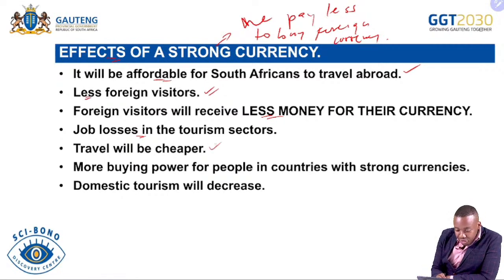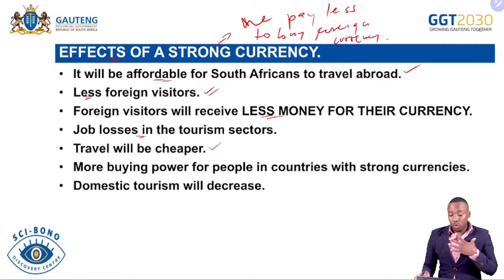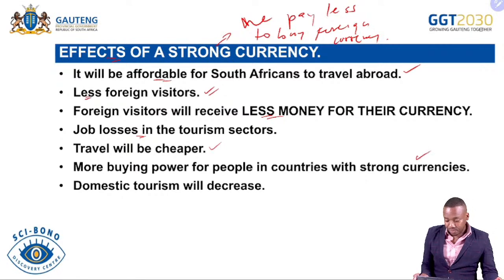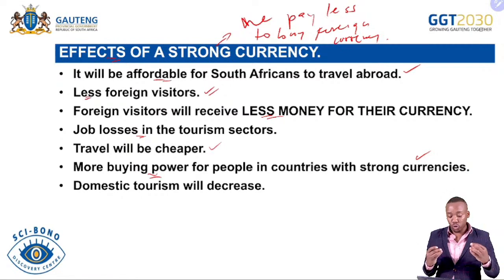If we have less tourists visiting, then it means that some people will have to be chopped. Then travel will be cheaper for us, as I said, because we are going to be having a stronger currency. Then we will have more buying power in the countries with weak currencies, meaning if our currency is strong, we'll take advantage and go to the countries that have a weak currency. Then we'll have what? More buying power. What do I mean by that? We'll have more money to spend there overseas.